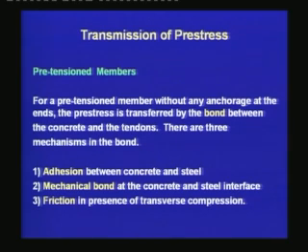For a pre-tension member without any anchorage at the ends, the prestress is transferred by the bond between the concrete and the tendons. There are three mechanisms in the bond. First is adhesion between concrete and steel. This occurs due to some chemical reaction at the interface. The second is the mechanical bond at the concrete and steel interface. And the third is the friction in presence of transverse compression.